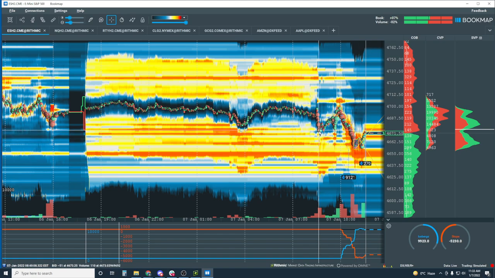Starting to break structure. So this is why we're looking for this move back up to around this 75-ish area here, because this is where we broke down from on the higher time frame. So we're just looking for a pullback to it at the moment. Now, it could turn into the bigger move.